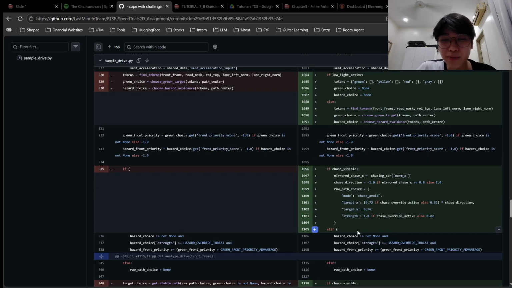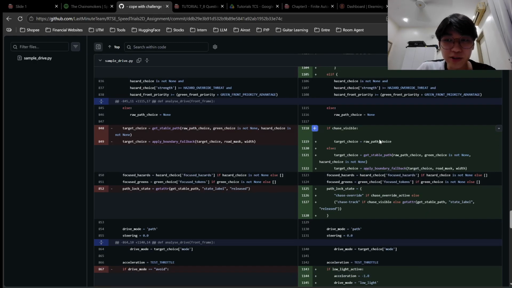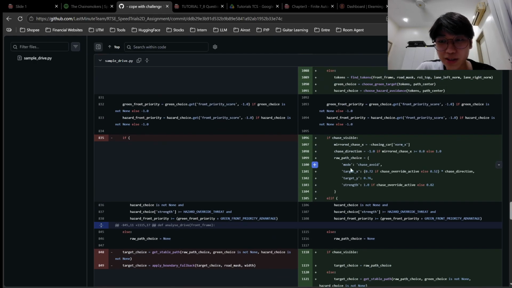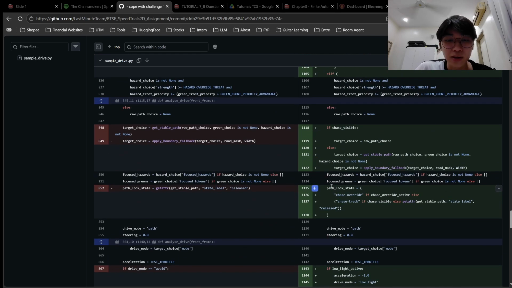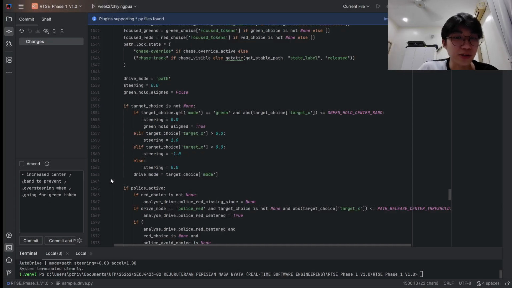This right here is the planning part of the actuation for Challenge 2. When the chasing car is visible, the system computes an opposite steering action and creates a chase avoid target. You can see here that when the target choice is our chase avoid target, the block converts it into actual steering commands. For example, 1.0 for right, negative 1.0 for left, and 0.0 for straight. We can see the code of the actuation right here.